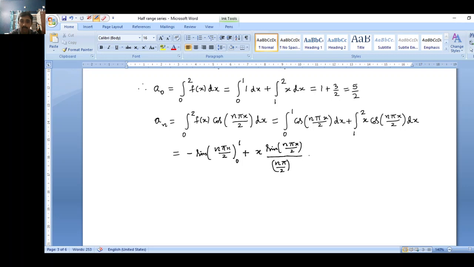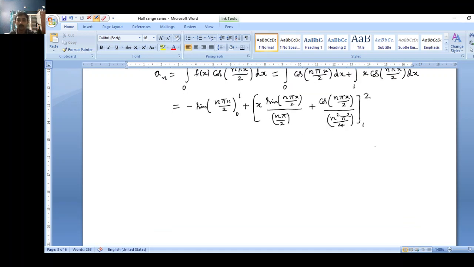correct? So this is the first term, and for the second term this will be minus, when you go for differentiation of x it will be 1, and when you integrate sine function this will give you a cos function, so this minus cos function, sorry, so this will be plus cos n pi x by 2 divided by n square pi square by 4, and for this the limits will be from 1 to 2.